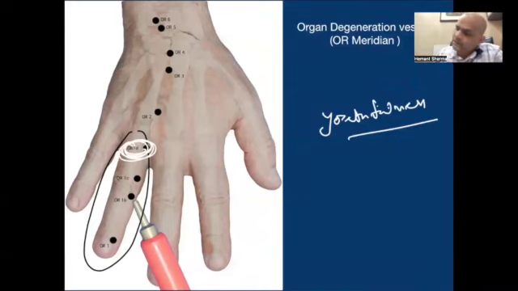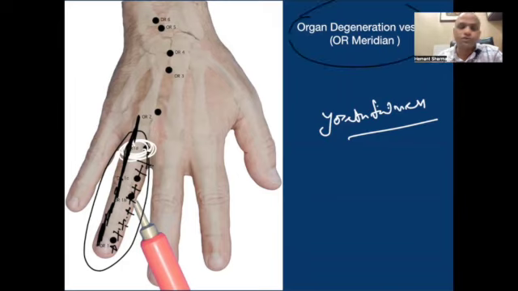So on one side, we already have the triple warmer meridian in traditional acupuncture, in TCM. The triple warmer meridian is a very important meridian. On the other side, which is empty, because in traditional medicine there is no meridian passing through this side, but as per Dr. Voll, this is the meridian that is called the organ degeneration meridian.